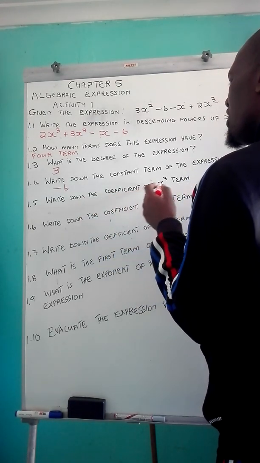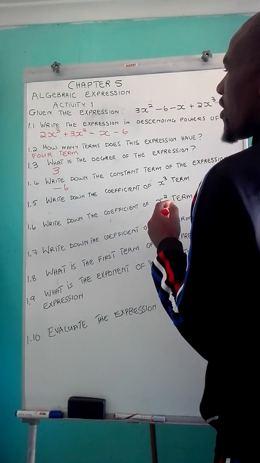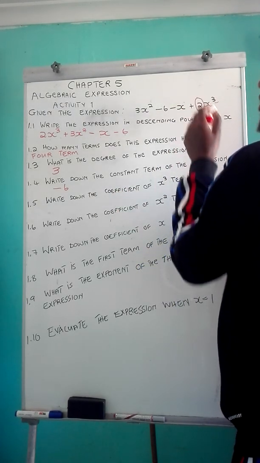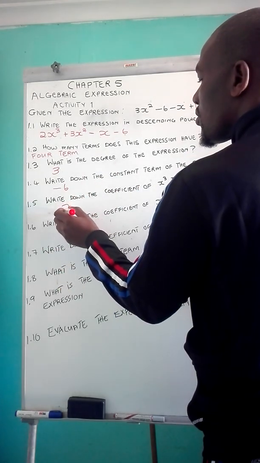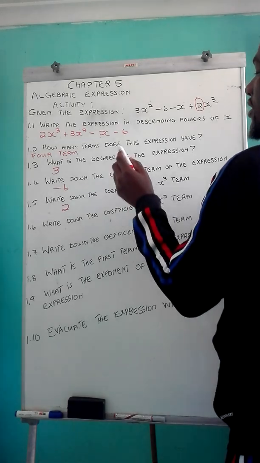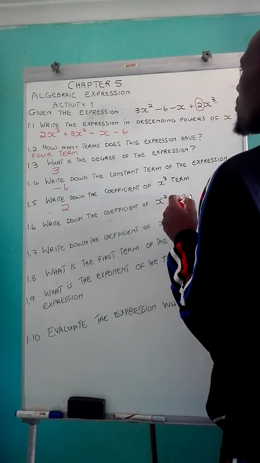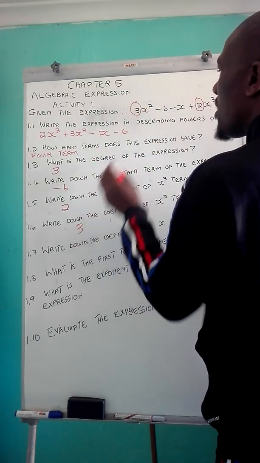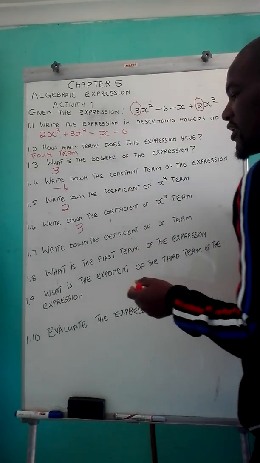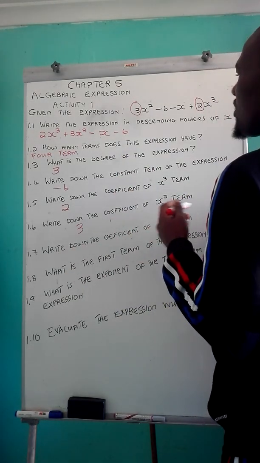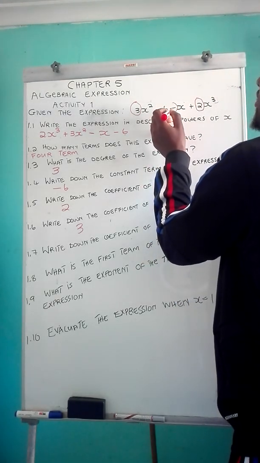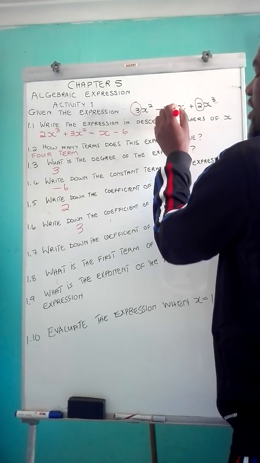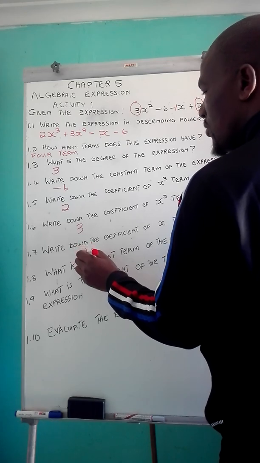Write down the coefficient of x cubed term. You look at what is in front of x cubed. That is the coefficient. So it's 2. Now write down the coefficient of x squared. What is in front of x squared? It's 3. Coefficient is the number before that x squared. Write down the coefficient of x. There is an invisible 1 here, so it's -1. Not just 1, -1.